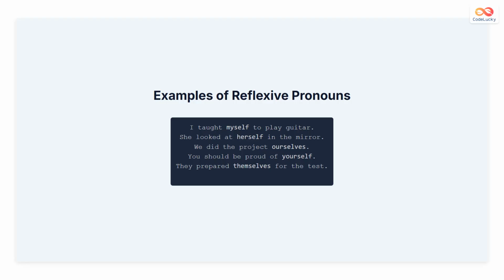Here are some examples. I taught myself to play guitar. She looked at herself in the mirror. We did the project ourselves. You should be proud of yourself. They prepared themselves for the test.